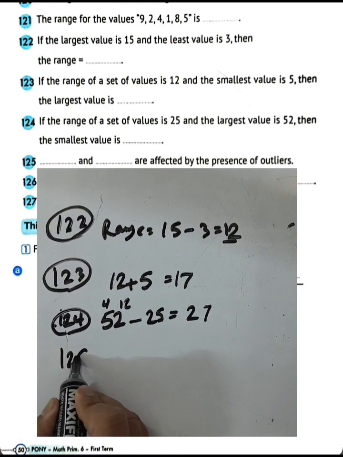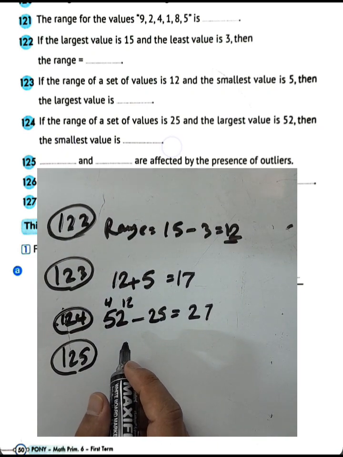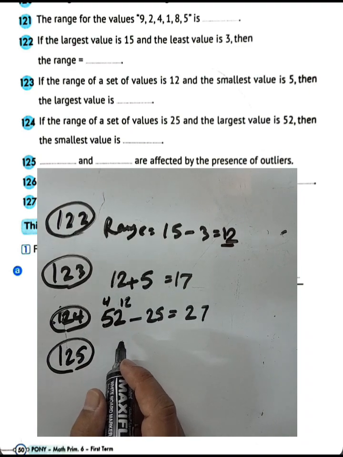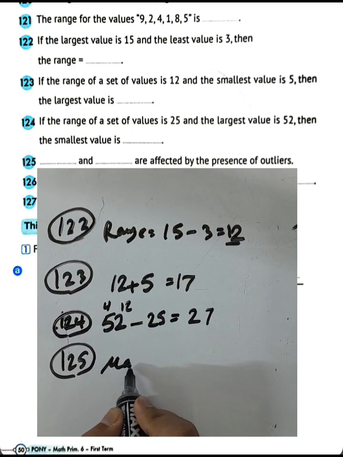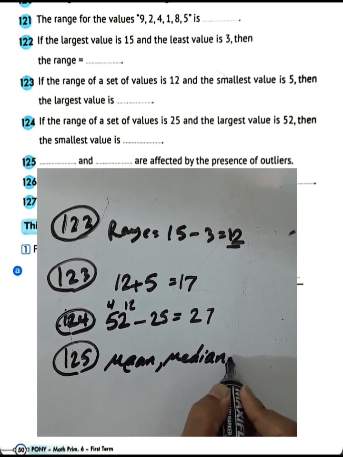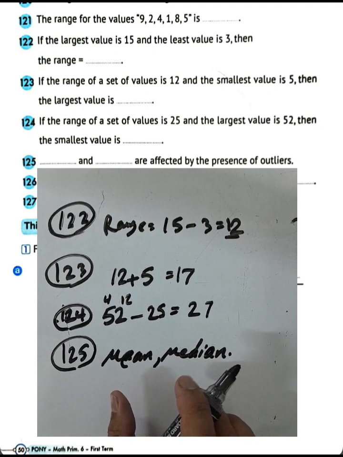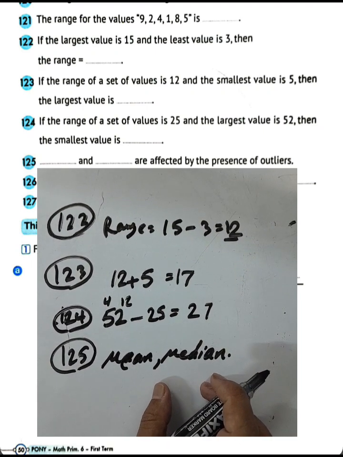Question 125. Blank and blank are affected by the presence of outliers. The mean and the median will be affected. Mean and median are affected by the presence of outliers.